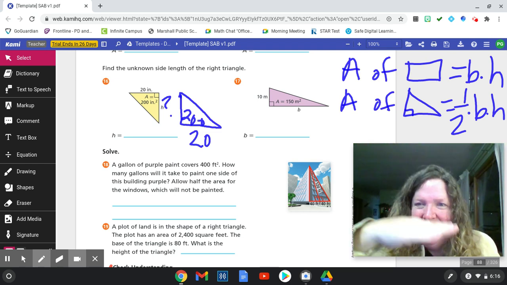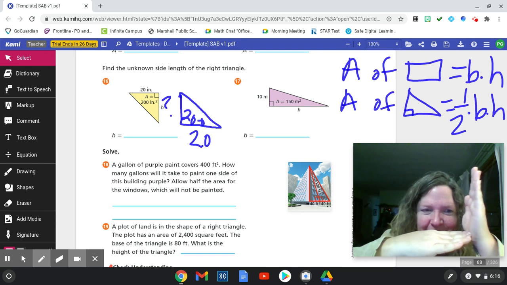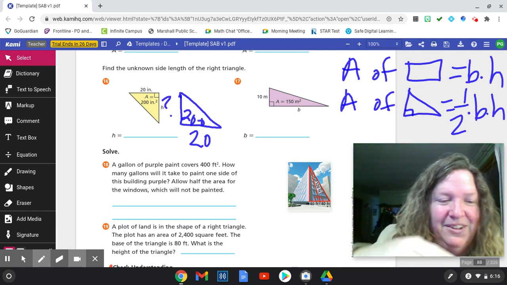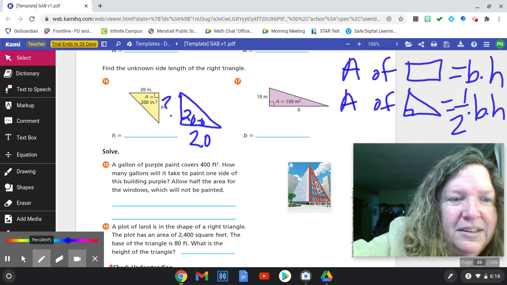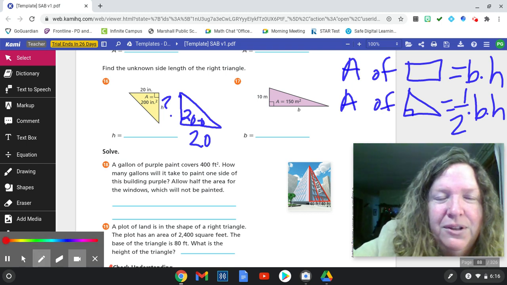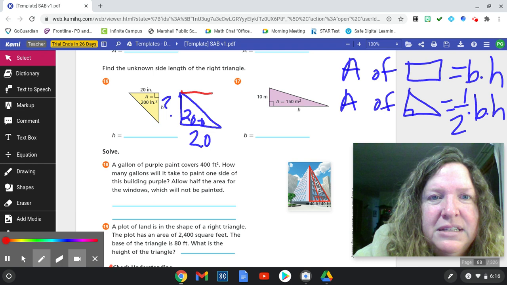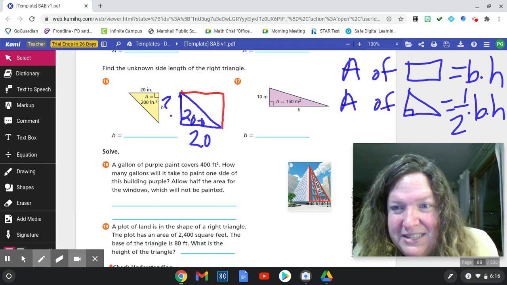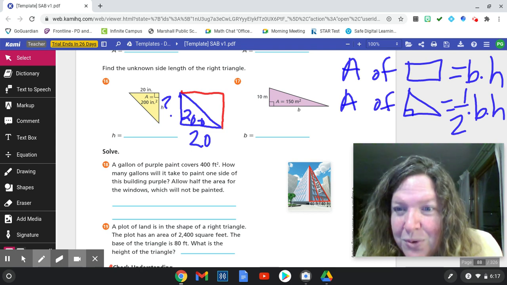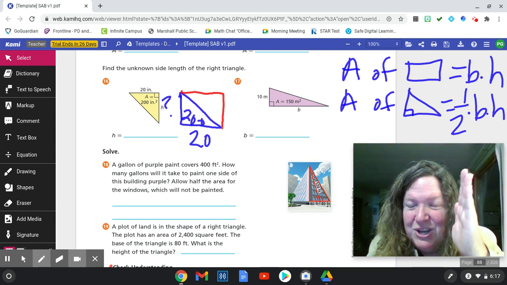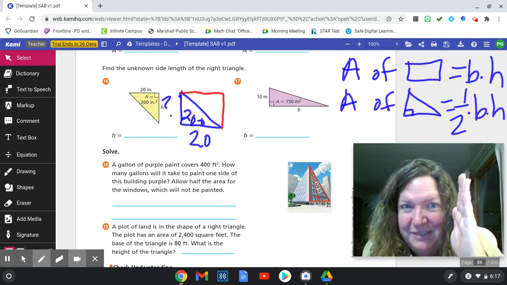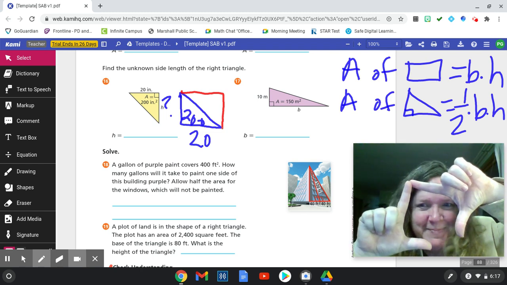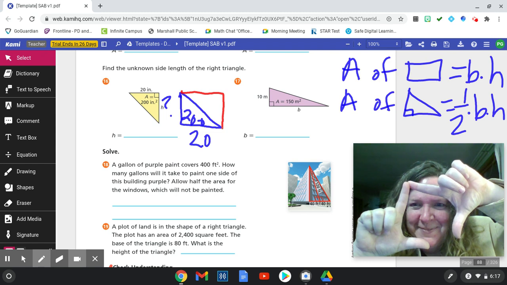The trouble is if you do the base times the height, what do you get? You get the area of the rectangle. So I'm grabbing a different color here. If you do base times height, you're going to get the area of the rectangle. So in order to figure out what that missing height is, we need to find out what the area of the rectangle is. That related rectangle, it's not 200.